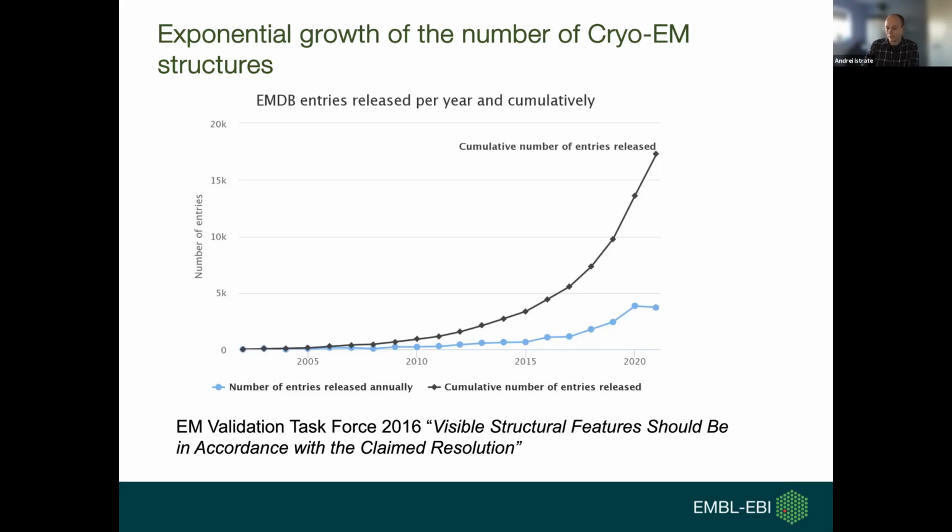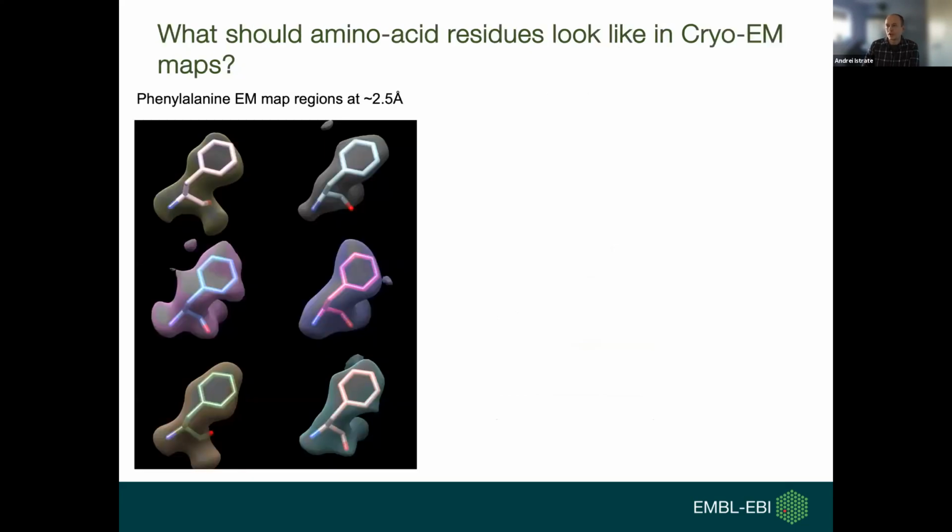But what does this mean? For example, how should an amino-acid residue look in cryo-EM? Here I have 6 images of phenylalanine from several maps, which are all at 2.5 angstrom resolution. So how should a phenylalanine really look? Because as you can see, they are quite different.